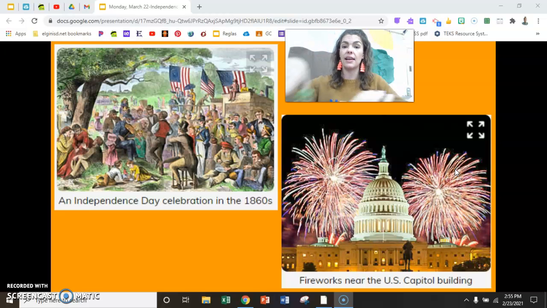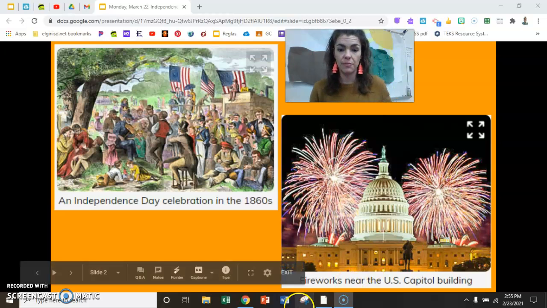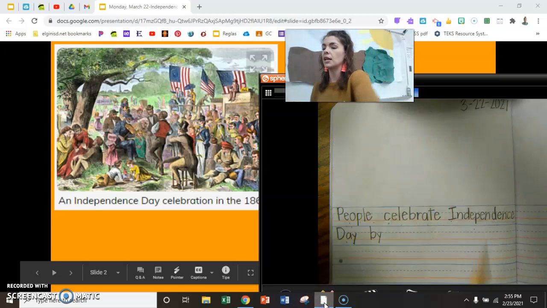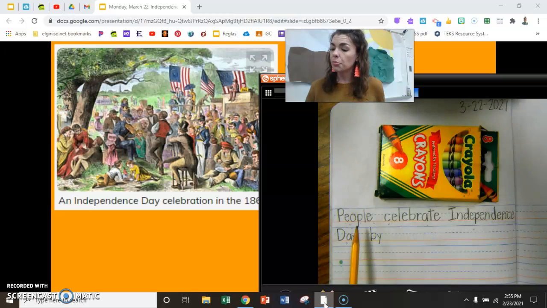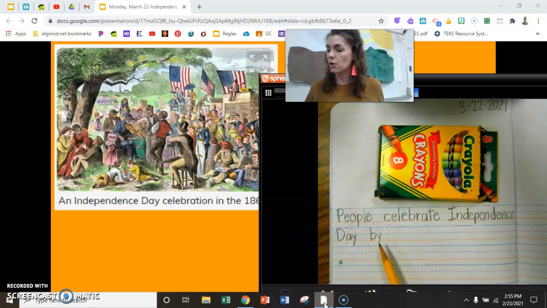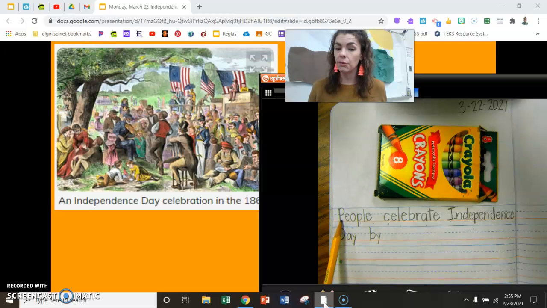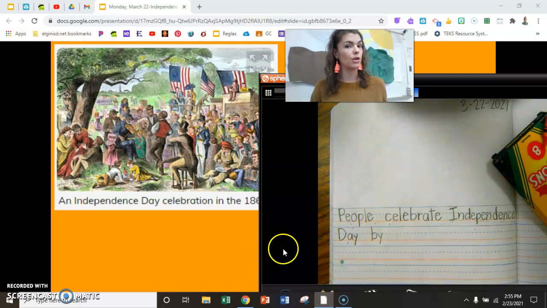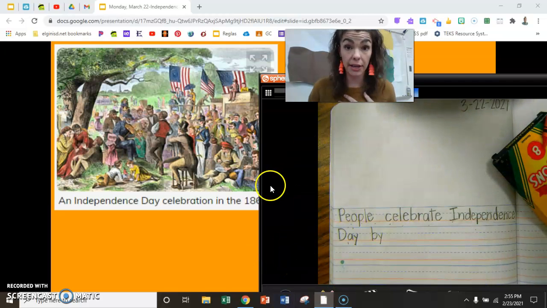Don't forget to add lots and lots of color. When you have a beautiful picture with color details, a complete sentence that tells me how do people celebrate? People celebrate Independence Day by what? At the end, you have a period. At the beginning, we have a capital and today's date. When your journal is all complete, you are proud of your work and proud to be an American.